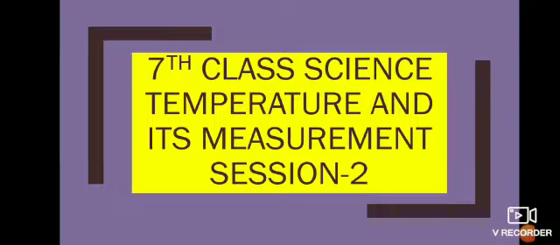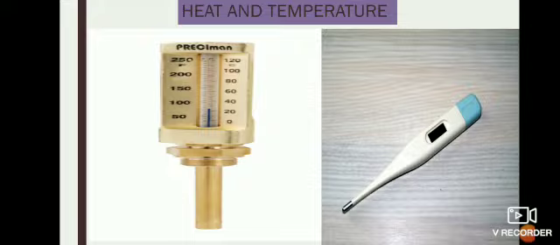So now, children, we are going to learn about heat and temperature in this session. So let us see. If you stand close to fire, you will feel warm. When a warm object is placed close to a cooler object, heat energy moves from the warmer object to the cooler one until both objects attain the same temperature.